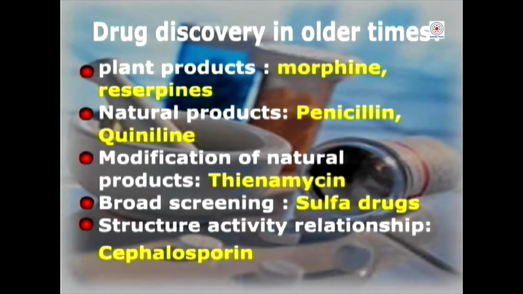Another approach in the older time was to compare the activity of whatever chemicals were available. Drugs like thienamycin were developed by that method. When a number of drugs belonging to the same series were available, people tried to check their activity against a disease and tried to find out a compound which will yield maximum activity. Sulfa drugs, for example, were developed by that method.